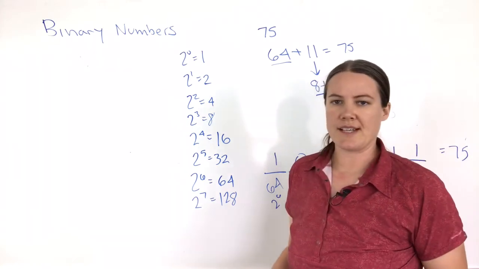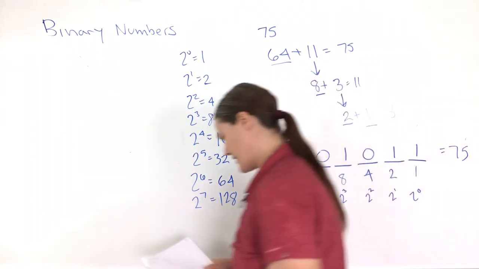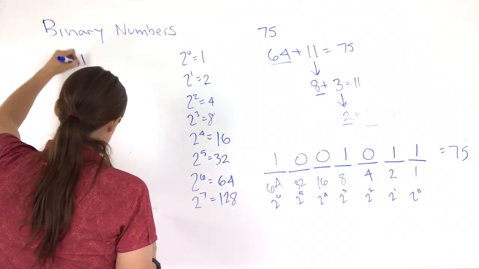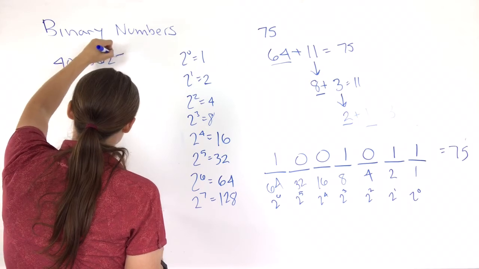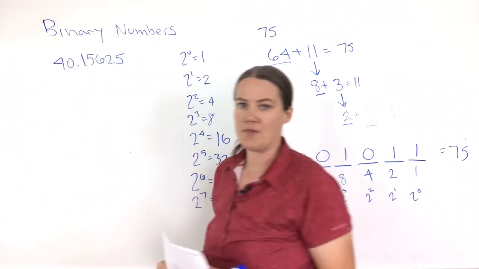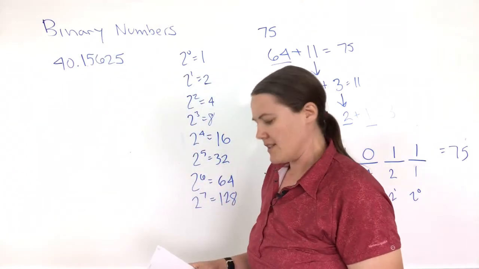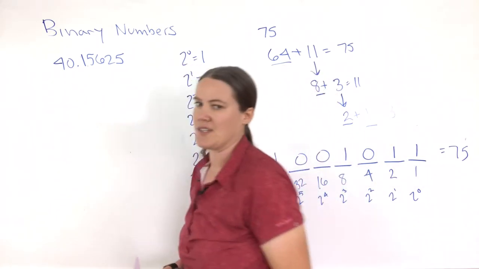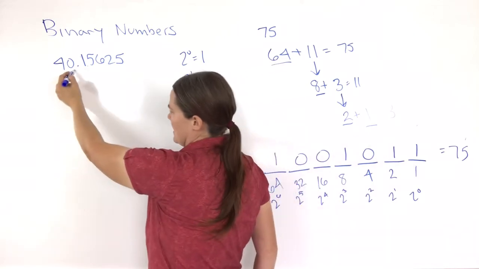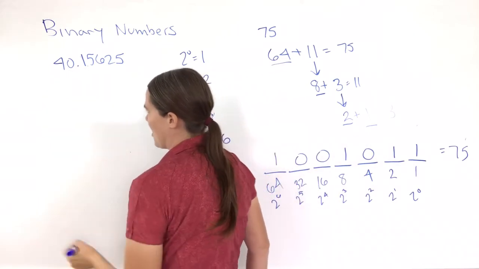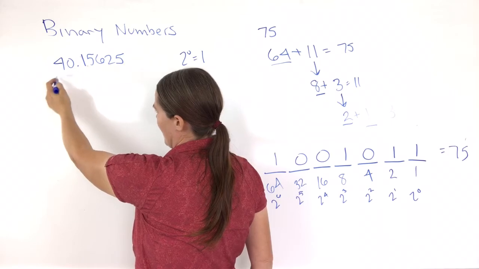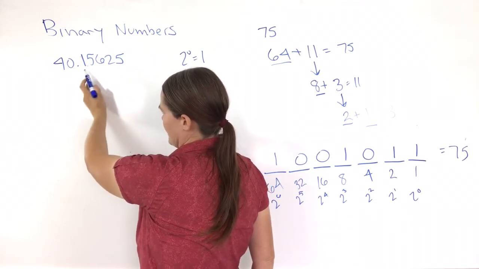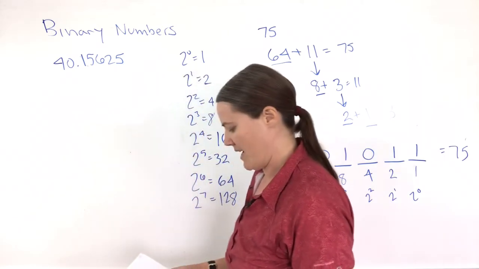Now I want to show you an example if you have a fraction. So let's say that we have 40.15625, and we want to write this in binary. It's easiest to look at this problem as two different parts. The first thing you want to do is put the 40, or the first part of this number, into binary, and then you put this component after the decimal into binary.